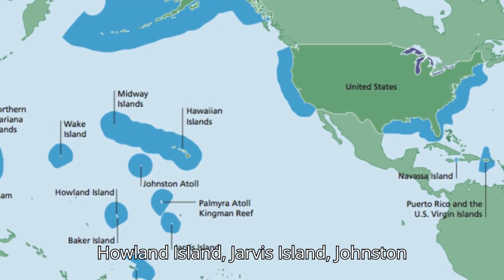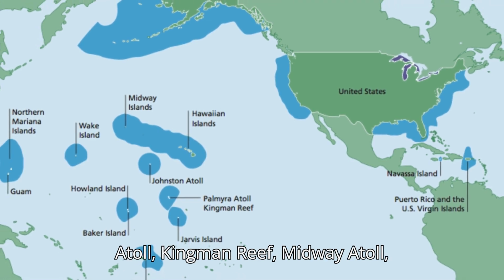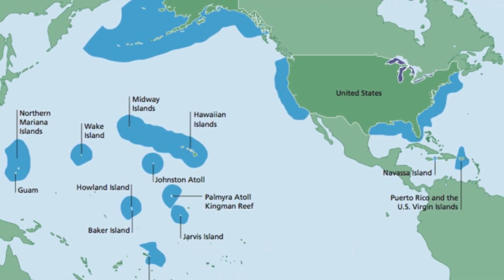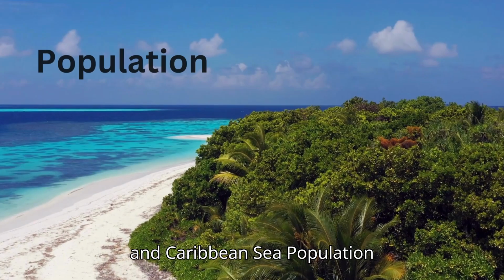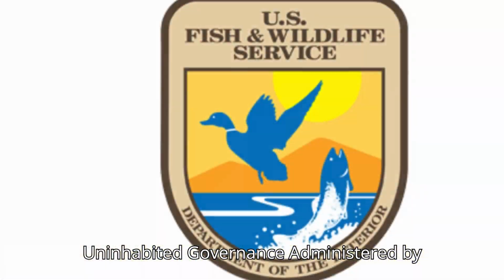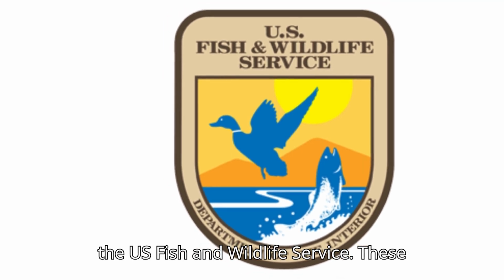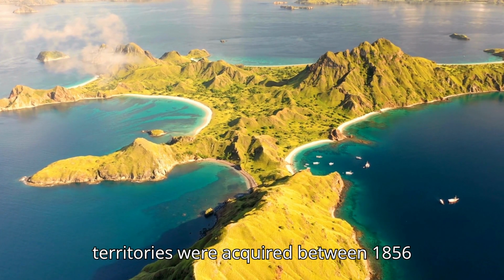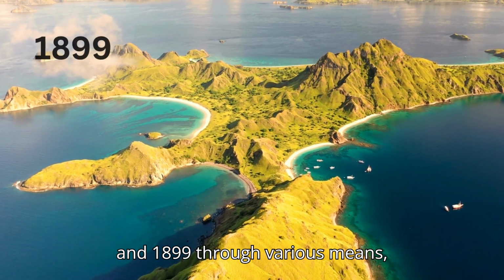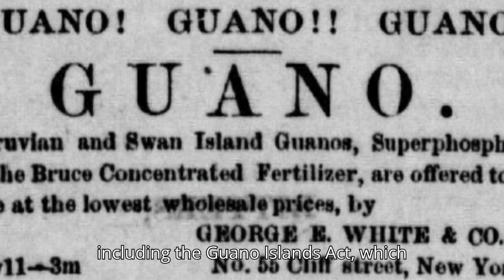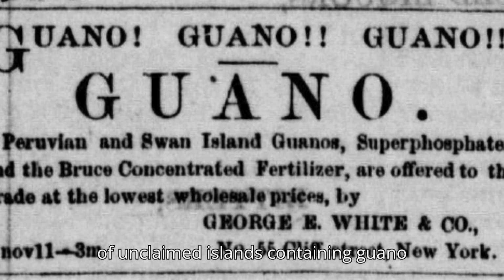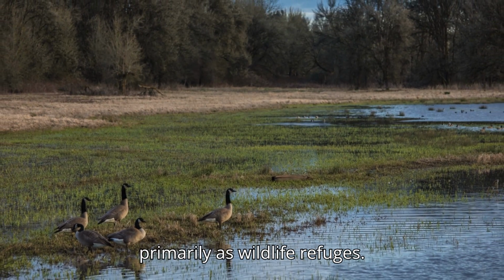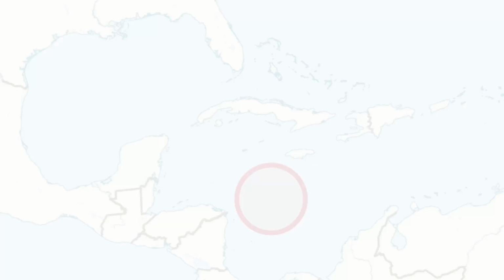Baker Island, Howland Island, Jarvis Island, Johnston Atoll, Kingman Reef, Midway Atoll, Navassa Island, Wake Island. Location: various locations in the Pacific Ocean and Caribbean Sea. Population: uninhabited. Governance: administered by the U.S. Fish and Wildlife Service. These territories were acquired between 1856 and 1899 through various means, including the Guano Islands Act, which allowed U.S. citizens to take possession of unclaimed islands containing guano deposits. History: served primarily as wildlife refuges.